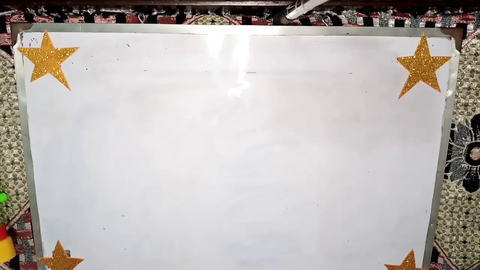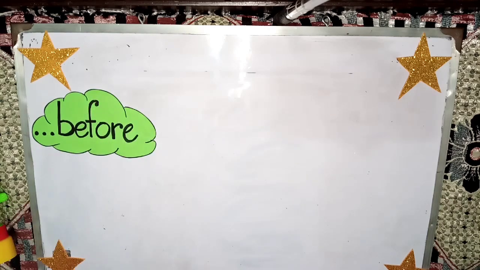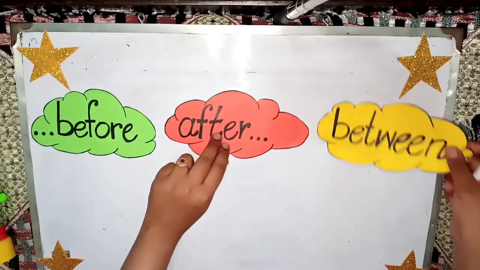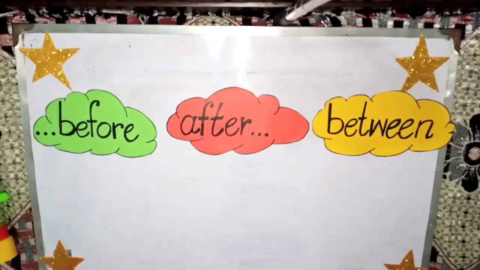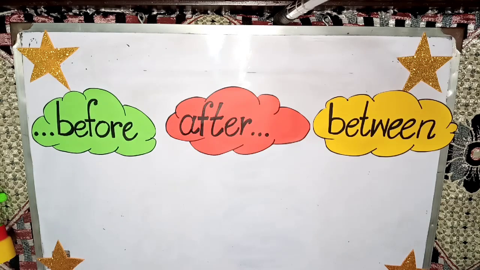Okay students, the next topic of today's lesson given in your book page number 2 is before, after and between. Okay, what is the meaning of before? If you're having a question in your book, write the number that comes before, after and between. So what will you do?